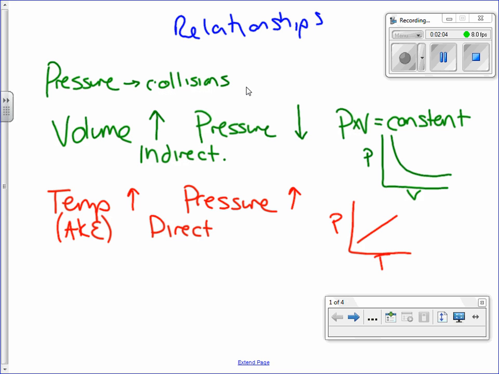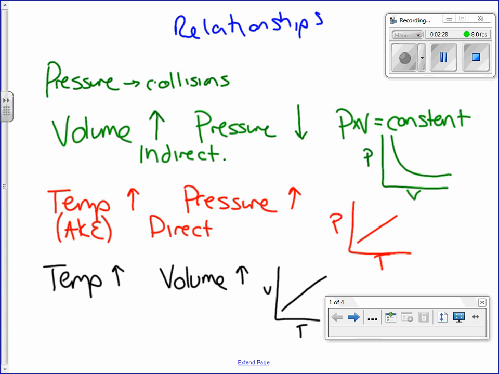The last relationship we need to look at is volume and temperature. As the particles move faster, so as your temperature goes up, they take up more space. So our volume is going to go up too. This is Charles's law. As temperature goes up, volume goes up. Our graph for that, with a V and a T, is going to look the same as the pressure and temperature.